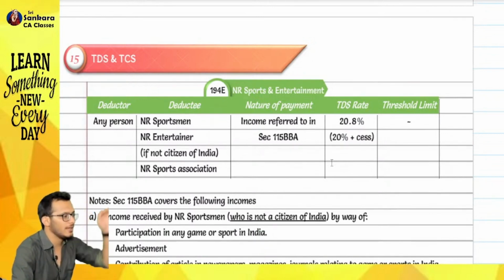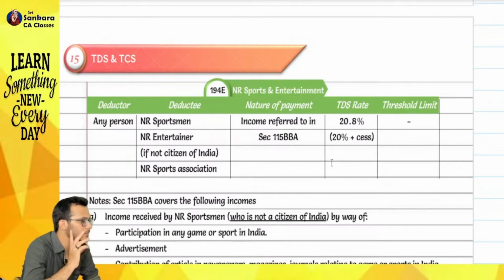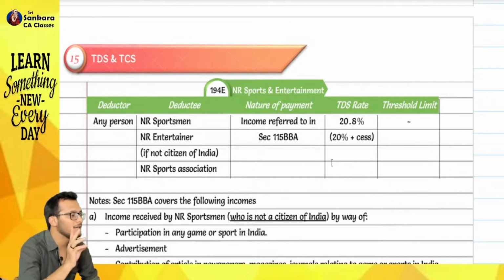If you receive income from any of these items, TDS will be deducted at the rate of 20 plus cess. Why cess? Because he is a non-resident. Normally the rate is a flat rate, but if it is a non-resident or a salaried person, you have to include surcharge and cess. Here it is a cess element because it is a non-resident.